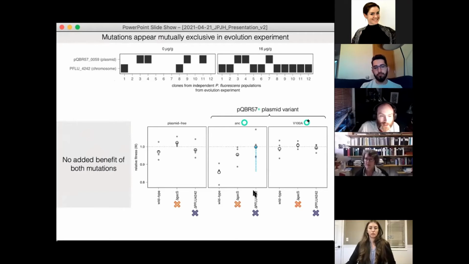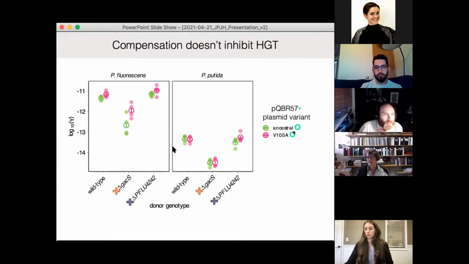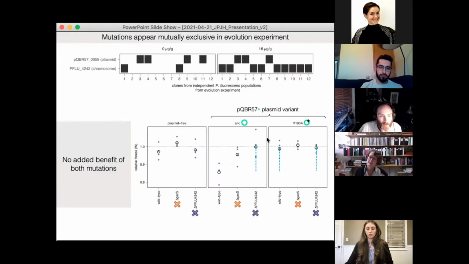If you knock out this gene on the chromosome, you resolve the fitness cost. If you have a single base pair mutation on the plasmid, you resolve the fitness cost. And if you have both the knockout and the single base pair mutation on the plasmid, it's the same. You don't get an additional boost. So what this tells us is that all of these genes are important. You break one of them, and the whole fitness cost problem is resolved.